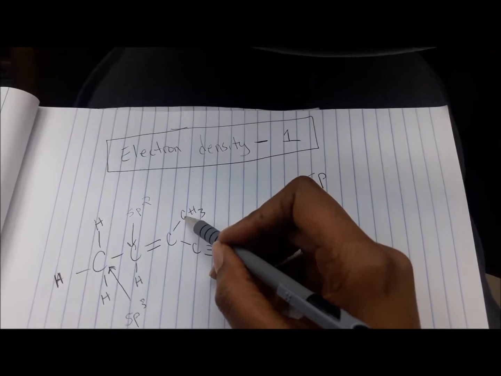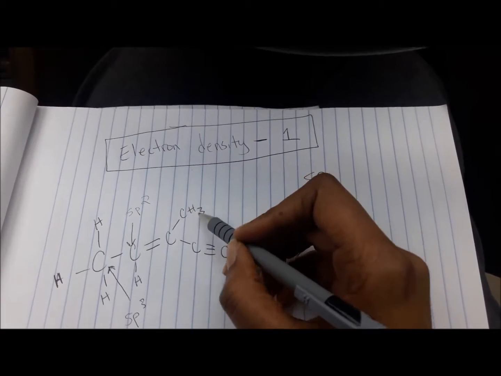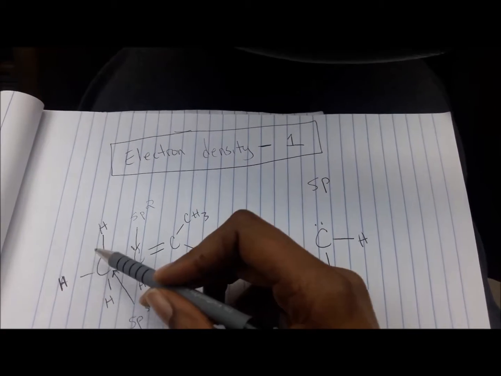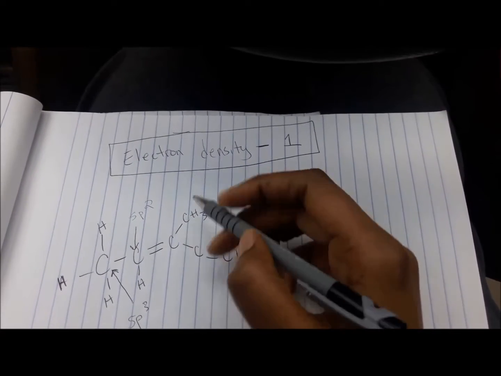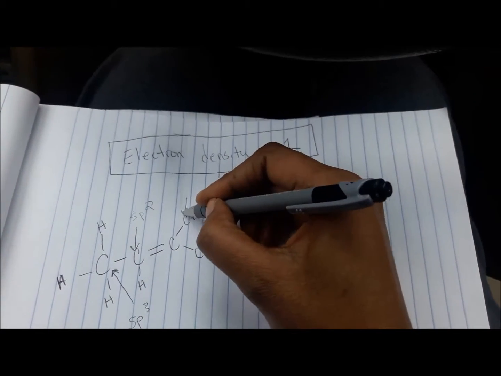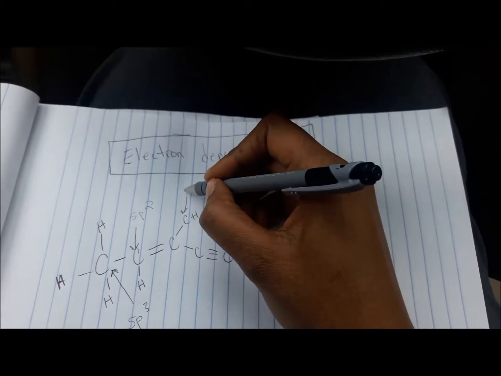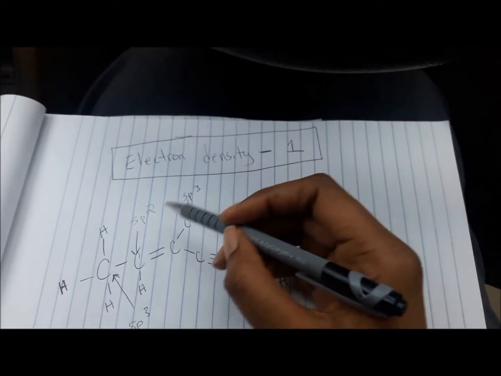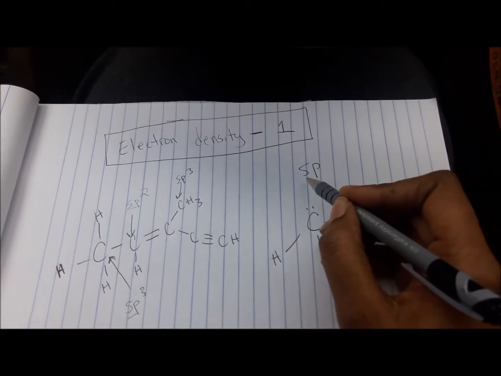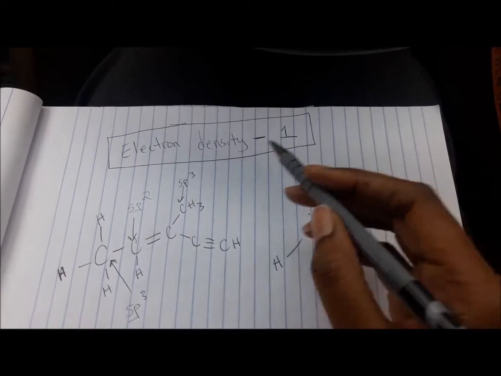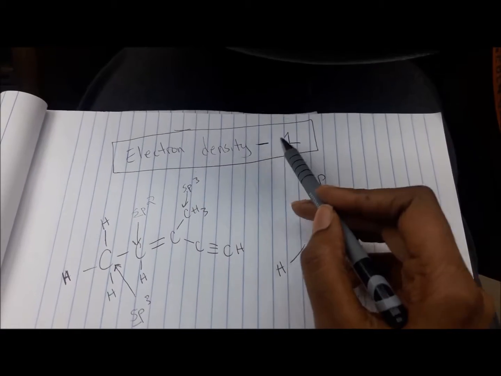Let's say we're looking at this one. Each of these hydrogens is like looking at over here. So you have 3 regions of electron density here and then 1 here. So this one is 4 minus 1, which is sp3. Basically, you're always going to write sp because that's the hybridization. It's always going to be sp. But you take your electron densities minus 1.